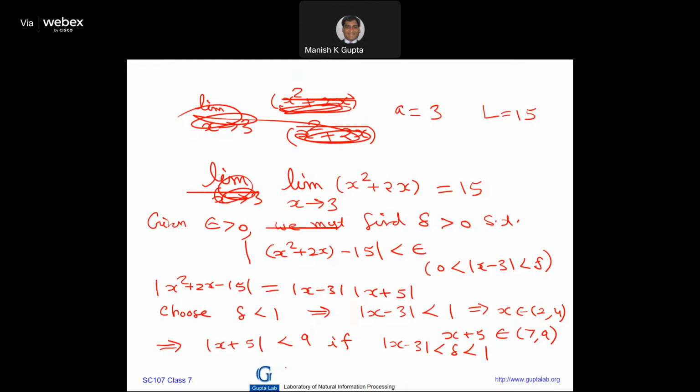So this implies that mod of x minus 3 times mod of x plus 5 is less than delta into 9, if this condition is given to us. Correct? This whole expression is less than delta into 9, because mod of x minus 3 is less than delta and mod of x plus 5 is less than 9. This happens provided mod of x minus 3, less than delta, is less than 1. Any question at this point? I'm going very slow. Please ask or observe any issue here. Correct?